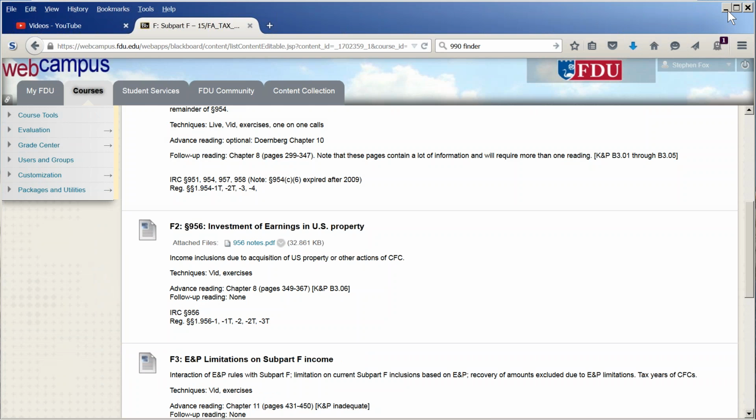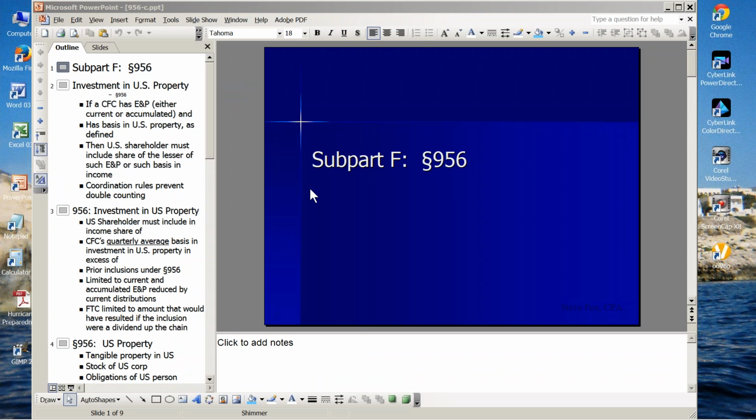So let's talk briefly about 956. If your foreign subsidiary pays a dividend, you as the shareholder pay tax on the dividend. But what if the foreign sub just loans you the money? Well, people thought of that a long time ago, and that's one of the areas that Subpart F closed up and limited how much you can use it.